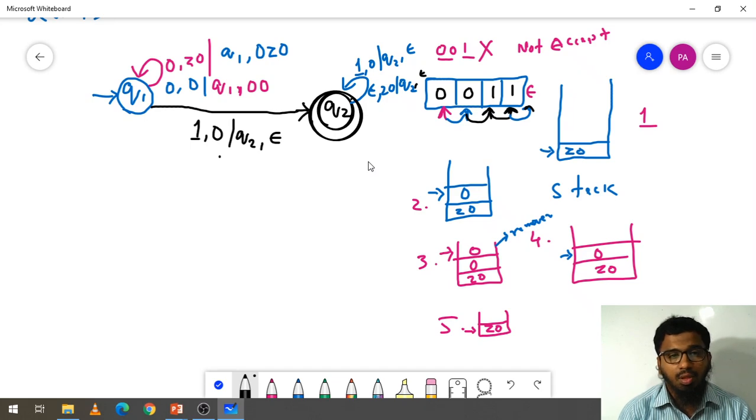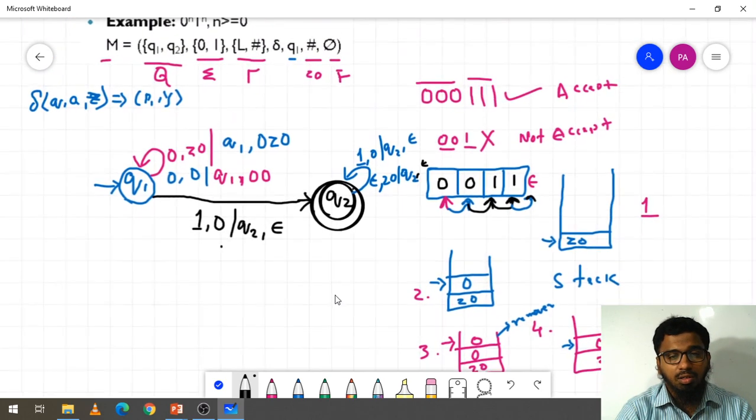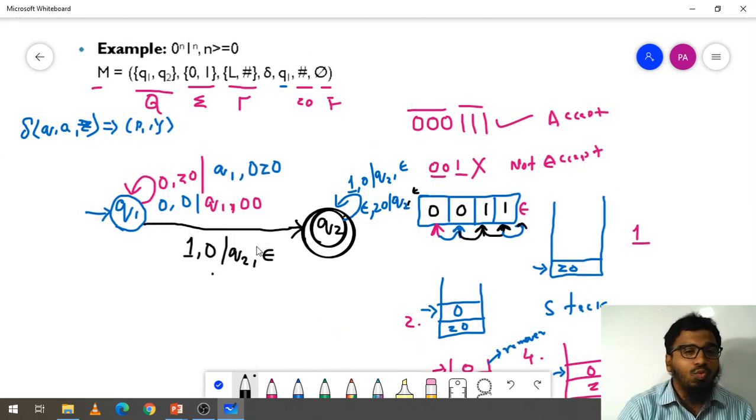But here, once again I will repeat this. As we have mentioned here, whenever we have 0 power n, 1 power n, n greater than or equal to 0, at that time in the machine M, how many states will be there? 2 states. We have Q1, Q2, and 0 comma 1 are the alphabets, and gamma will be whatever is present in the stack, and delta, and Q0 is the initial state, and hash is nothing but the input in the stack, whatever finite symbols are there in the stack, that is Z0, and phi is nothing but the final state.